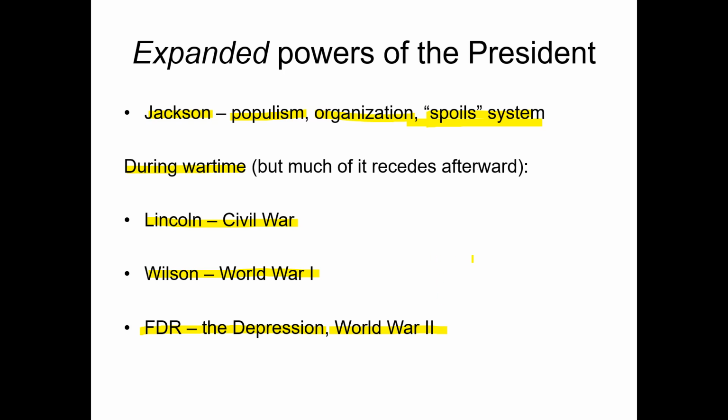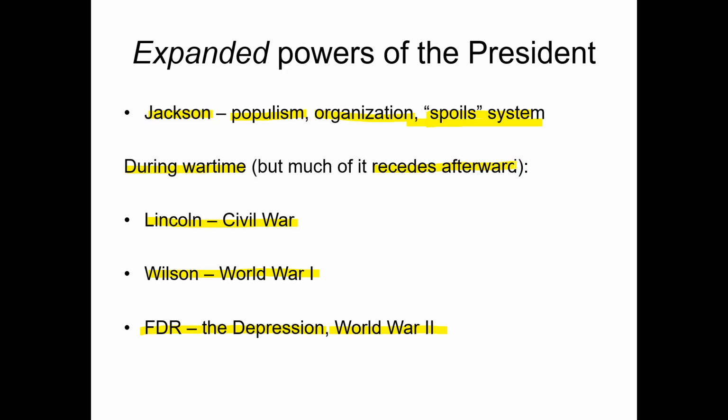Now, much of these powers recede afterward, but there is kind of that stretched rubber band effect. When you stretch out a rubber band really far, it does not retract all the way back to its original position. So that's kind of what happens there. Those powers, particularly in the war effort, recede, but some of those things that were put in place to help the war effort will stay in place. And so the power of the president has expanded somewhat.